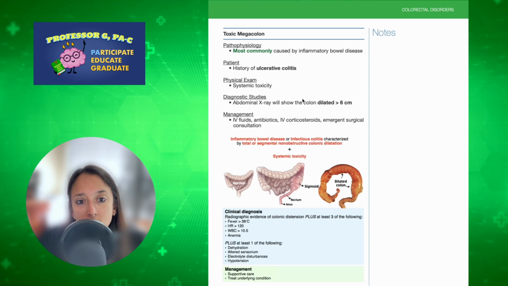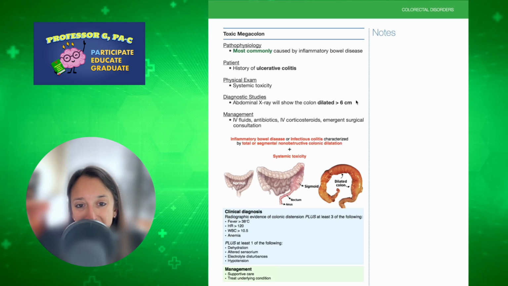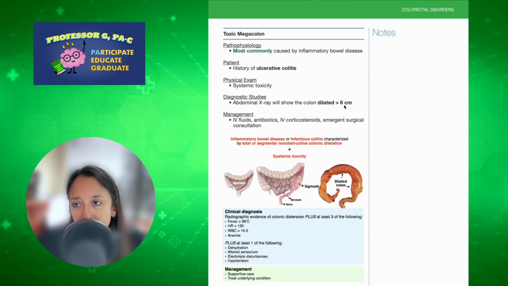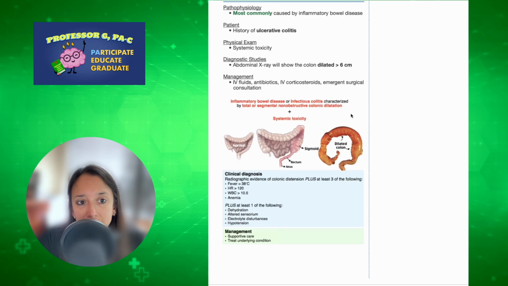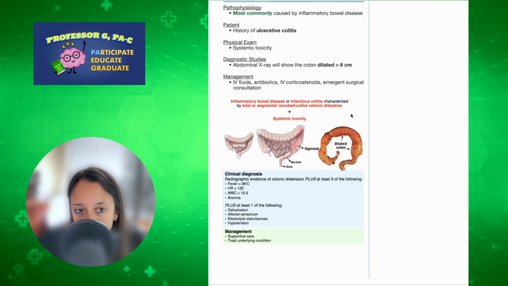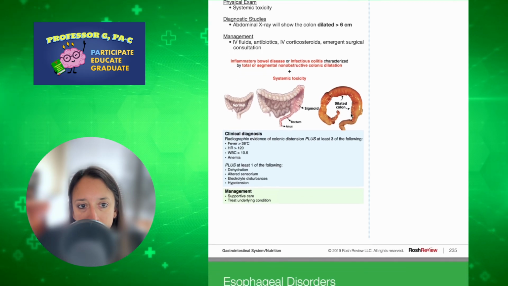Abdominal x-ray is going to show the colon dilation, and it has to be greater than 6 centimeters. That's hard and fast. You need to know that number. Management is going to be to treat the patient symptomatically. We're going to give them lots of IV fluids, antibiotics, steroids, and they'll need emergent surgery consult.